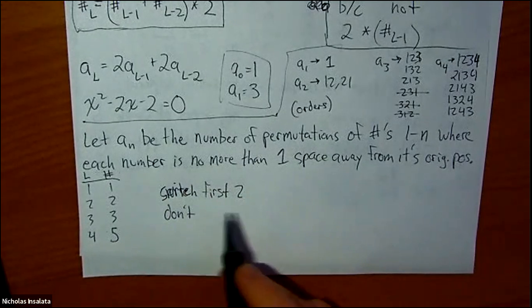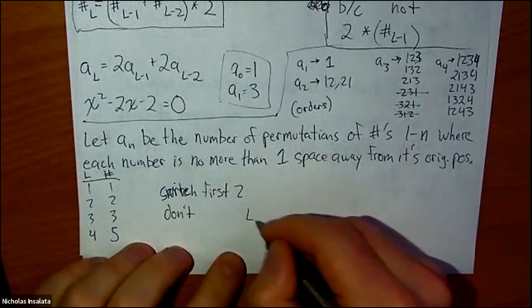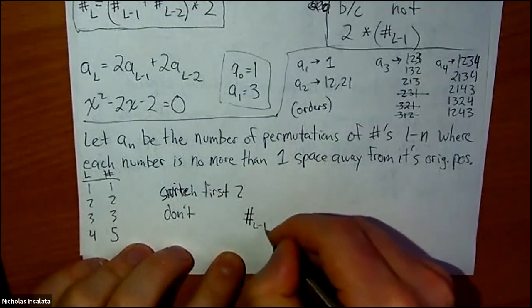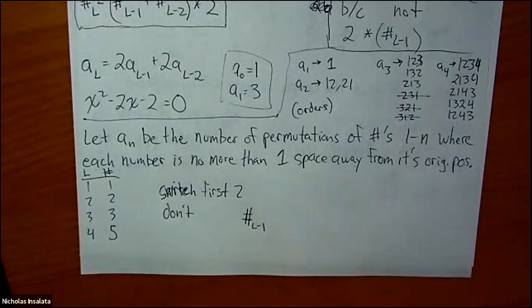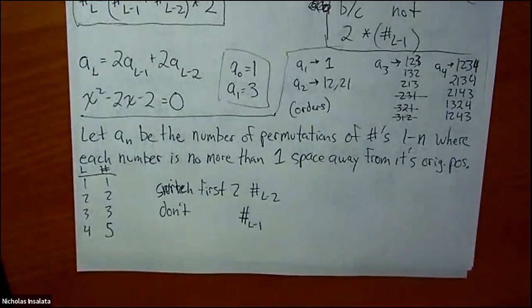For those that don't, we have how many different ways of switching around the rest of them? A sub L minus 1. And if we do switch the first two, then we have how many remaining for the switch? Yeah, A sub L minus 2. Very nice. So you got it once I gave you the hint. Right? Okay. Any questions about that one? Does that make sense?